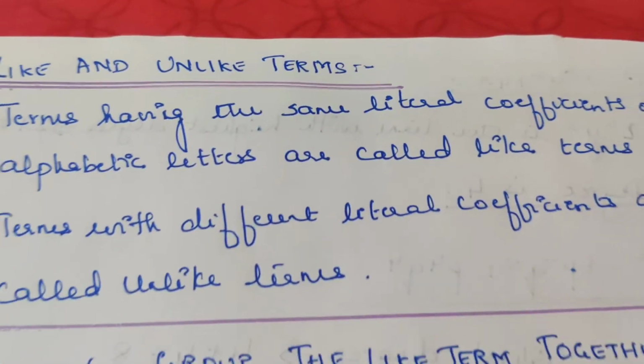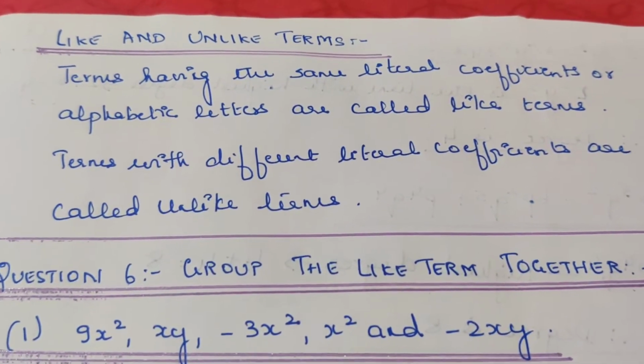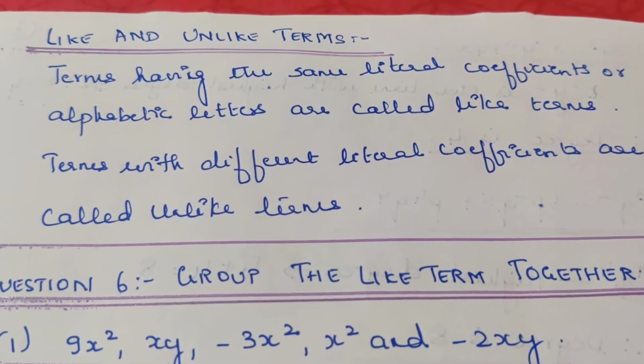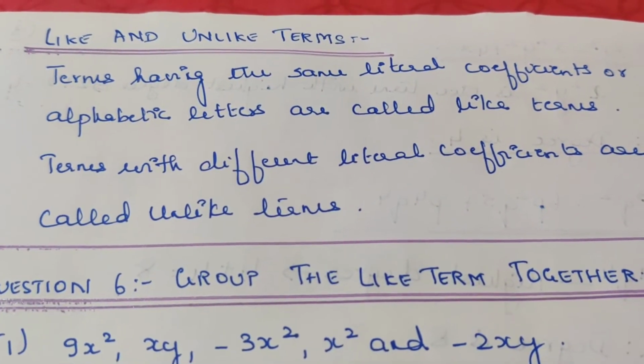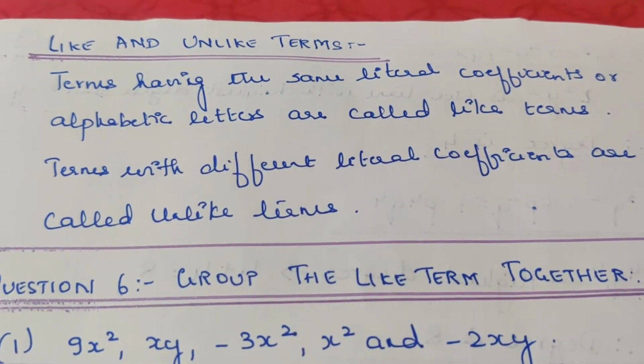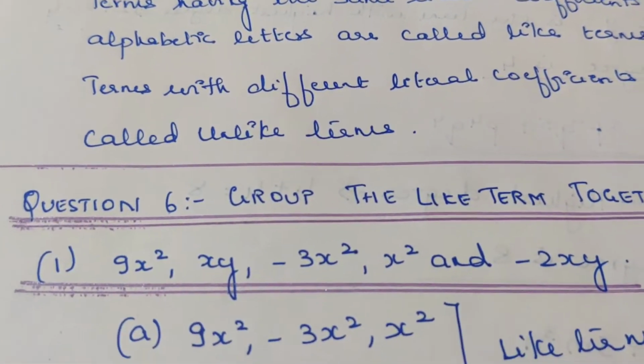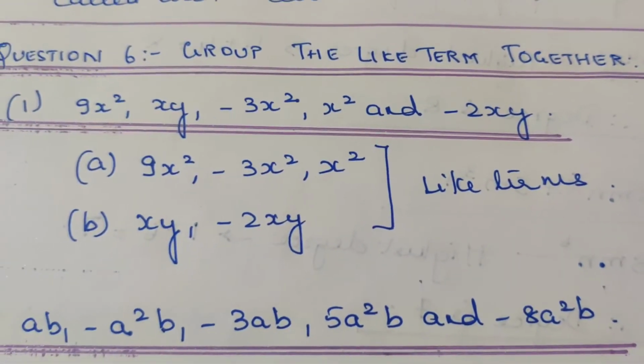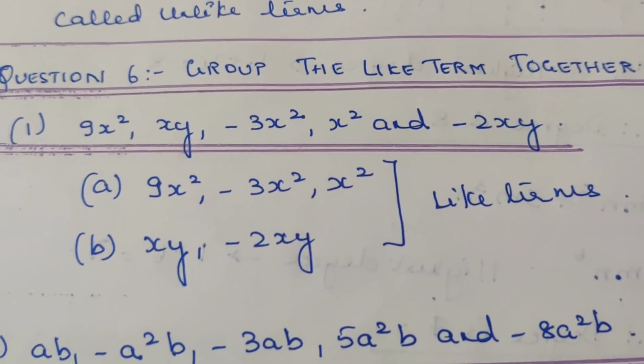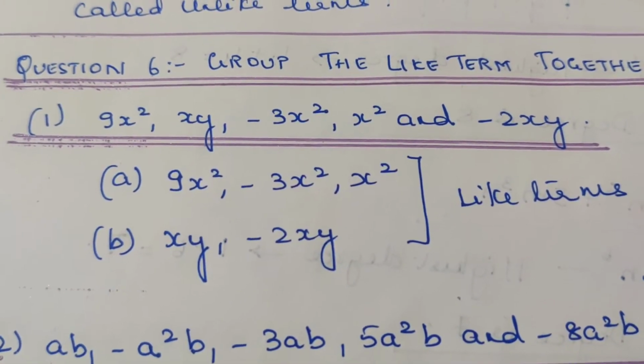Right? Yes. Now like and unlike terms. Terms having the same literal coefficients or alphabetical letters are called like terms. Terms with different literal coefficients are called unlike terms. Question number 6. Group the like terms and unlike terms. Okay, like terms together. You don't have unlike terms, it's all like terms.